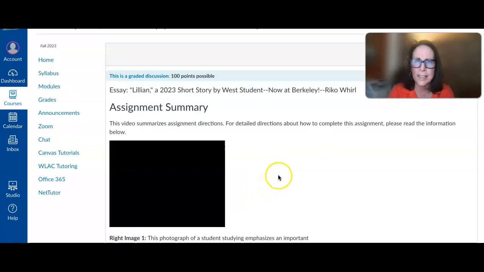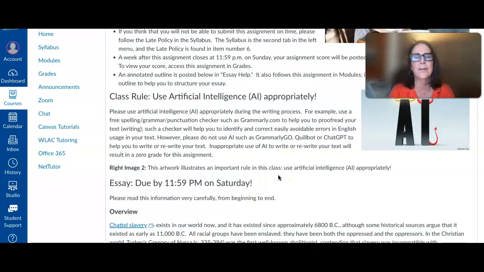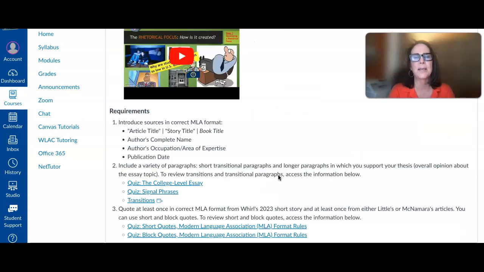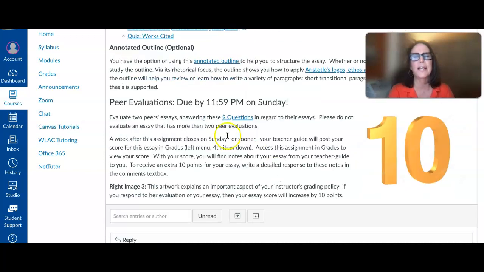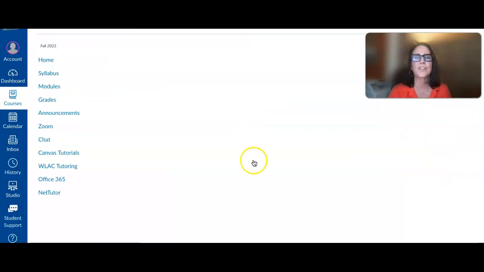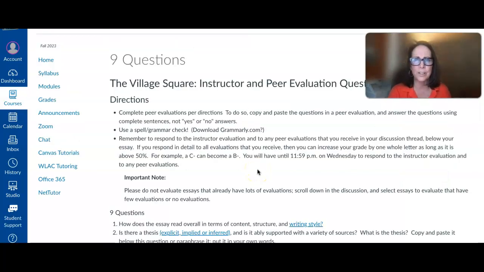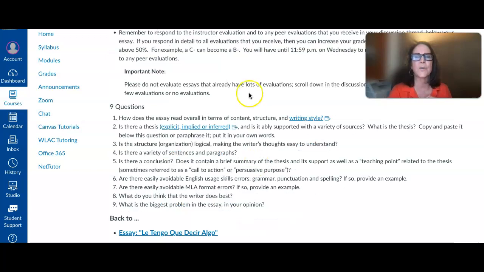What else do I need to tell you? Well, let me scroll down to the peer evaluations that are right here. They are due by Sunday. You have 2 peer evaluations, and they are very specific. You will answer 9 questions about 2 peers' essays. So please use these 9 questions to complete a peer evaluation.